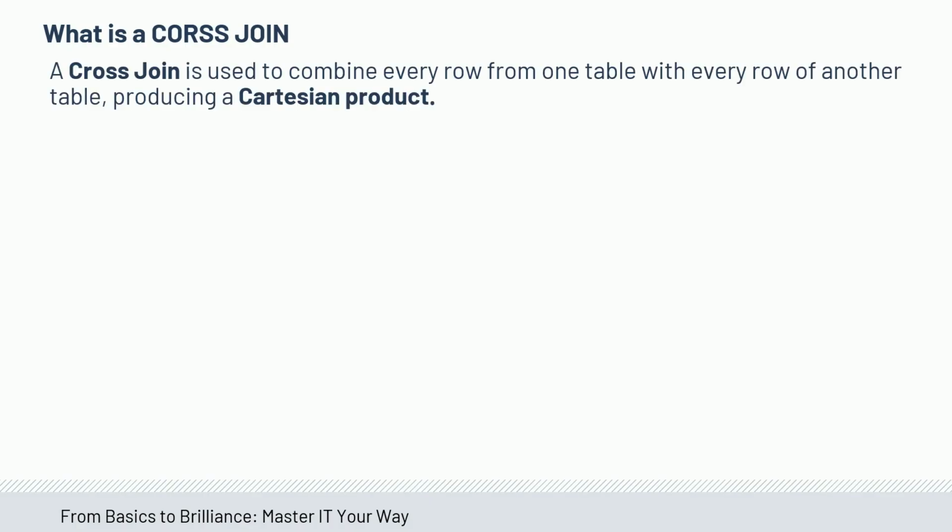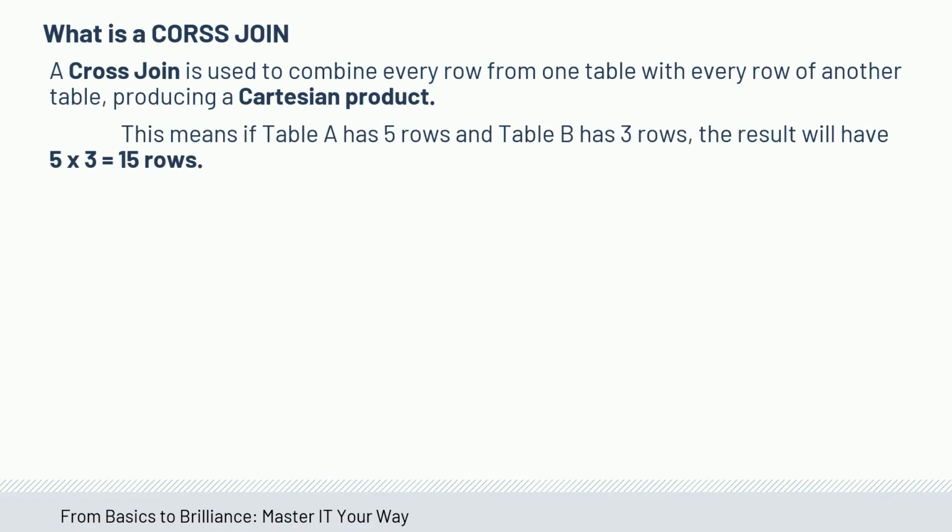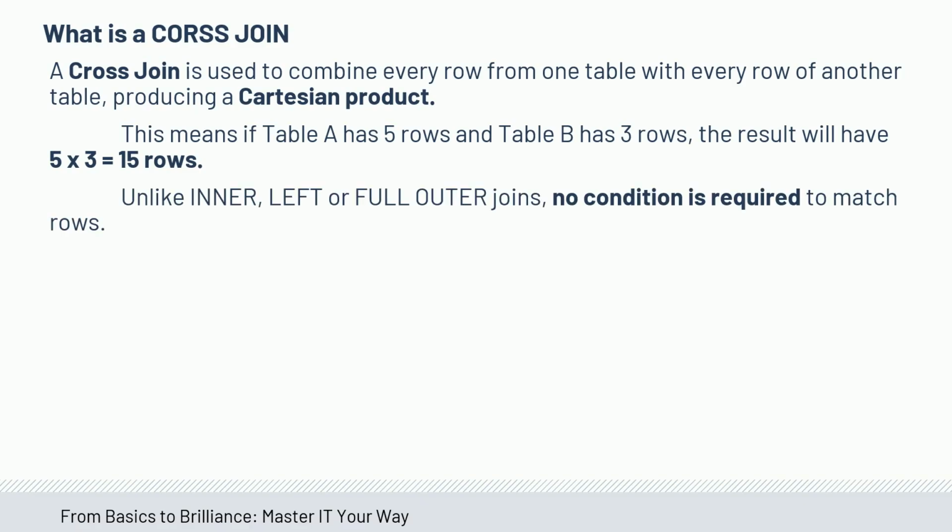So one may ask, what is a cross join? A cross join is used to combine every row from one table with every row of another table, producing a Cartesian product. This means if table A has 5 rows and table B has 3 rows, the result will have 5 multiplied by 3, which gives us 15 rows. And unlike inner, left, or full outer joins, no condition is required to match rows, which means we don't need to use the ON statement.